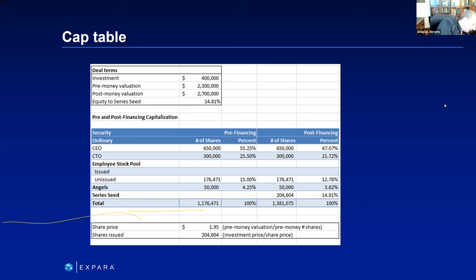So this is what a clean and well-structured cap table looks like. You can see there are two columns, pre-financing and post-financing. Pre-financing is what the cap table looks like before investment. And here we can see that the management team, which is the CEO and the CTO, have together 80% of the company. Now there was an angel round. The angel got 4.25% of the company, which is good. That's within our reasonable range for angels. And if we add the ESOP together with the management team, they have 95%. So this is a nice clean cap table. After this funding round, the equity will be redistributed. And this is what the company's shareholding structure is going to look like after this round.